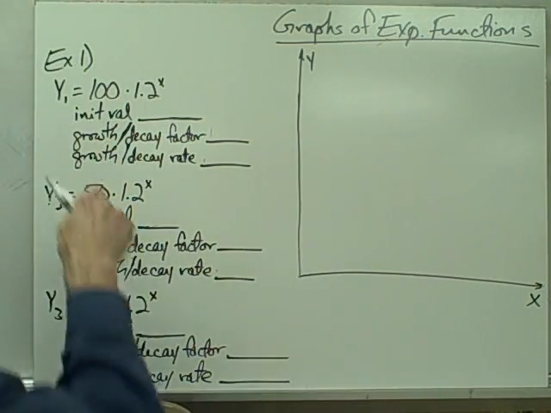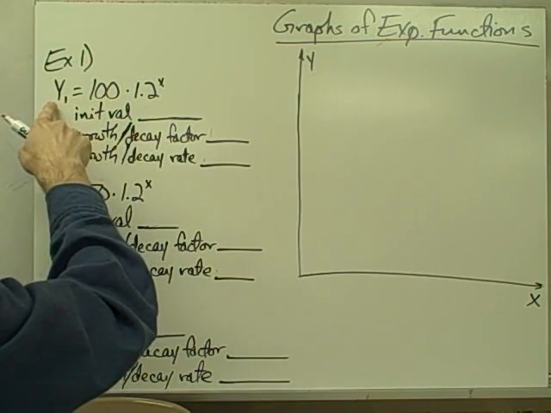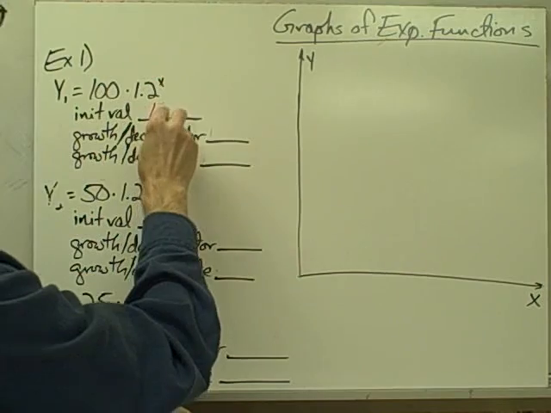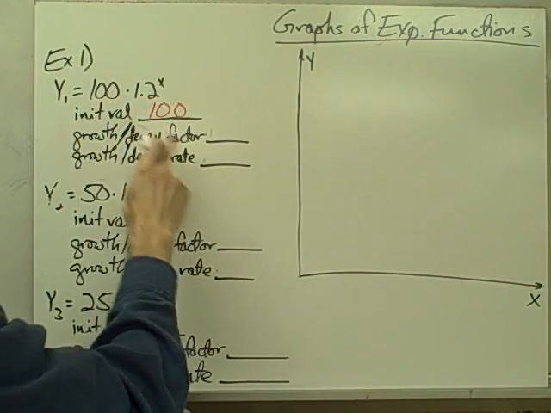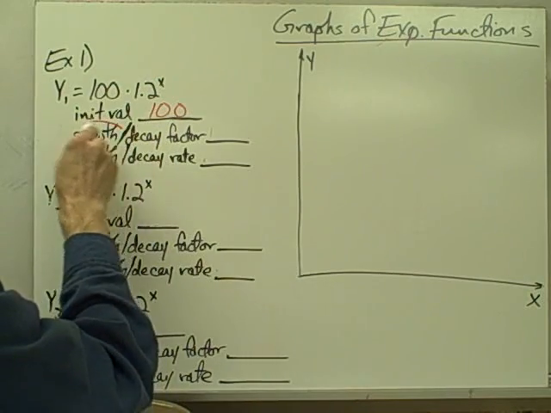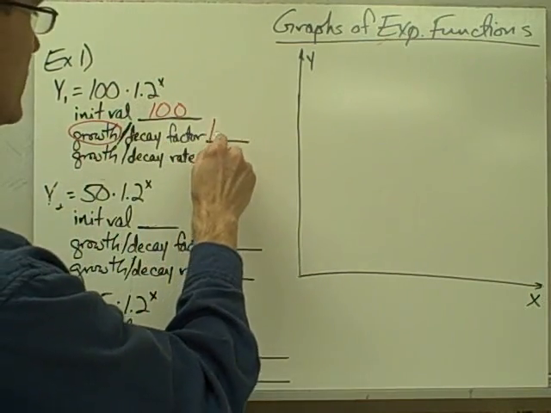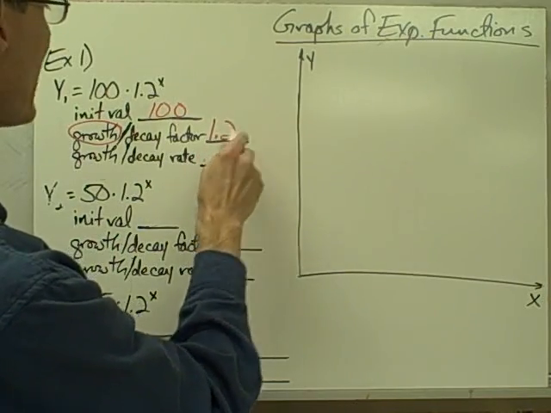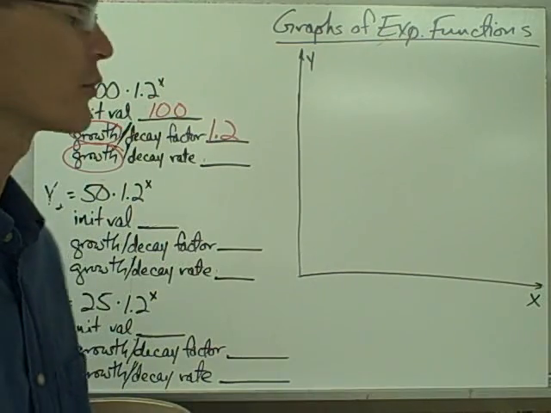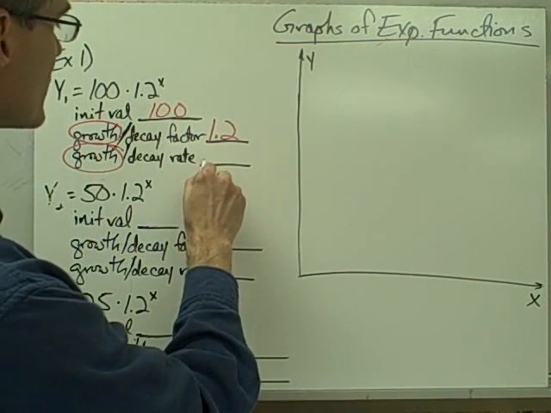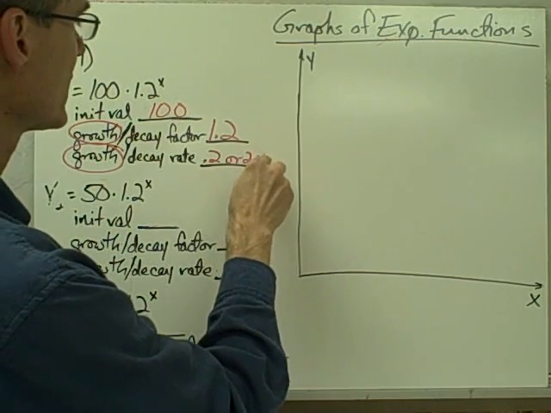Okay, so I want to identify each of these, the initial value, the growth or decay factor. So for number 1, I can see my initial value is 100. It's the value of my A parameter. Growth or decay factor, well, I can see this is going to be a growth factor because my B value is greater than 1. So my growth factor is 1.2. And since I have a growth factor, I also have a growth rate. My growth rate is going to be 0.2 or 20%.